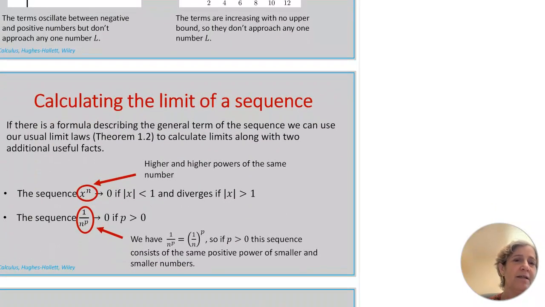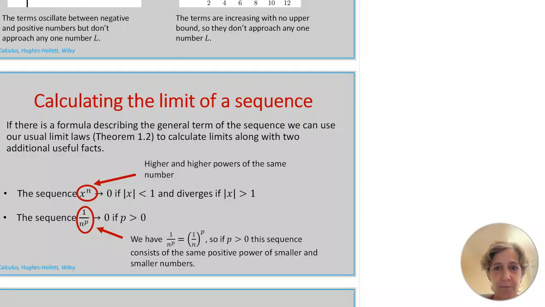So calculating the limit of a sequence is very much like calculating the limit of a function, but our function is what we call discrete, meaning it's not continuous. It just has those points that represent the terms in my sequence. But if I have a formula, I can use all the strategies from calculus and pre-calculus that we use to find limits.